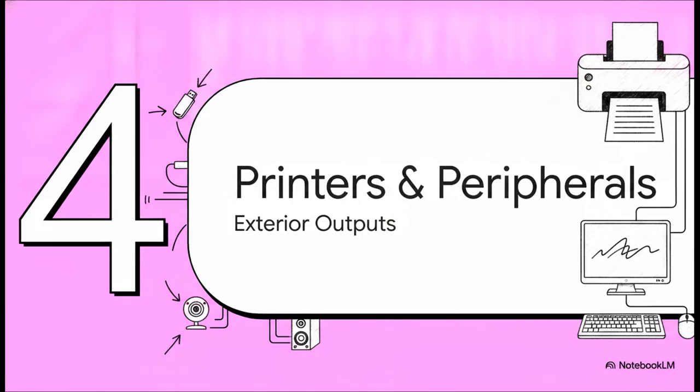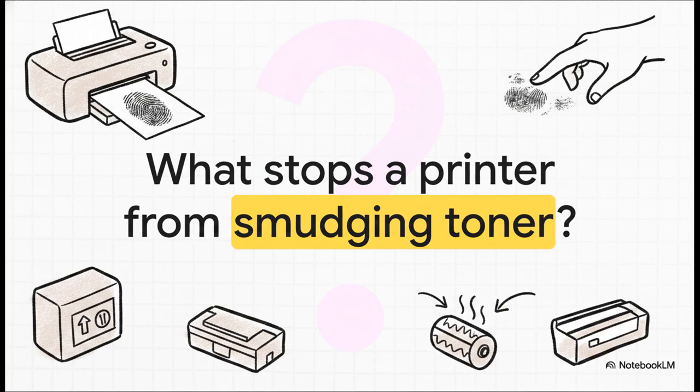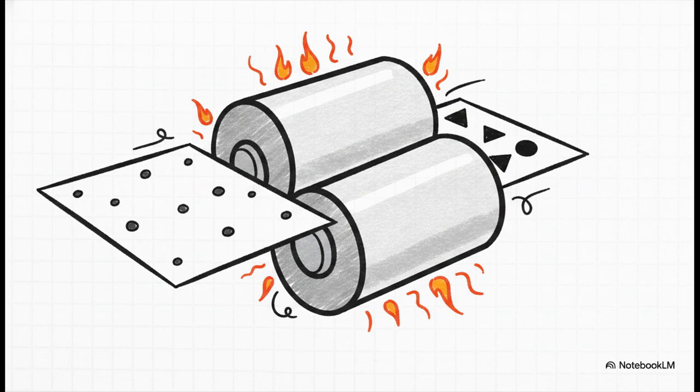And that brings us to our final stop, Section 4, Printers and Peripherals. You know, a lot of test takers completely underestimate printers. So let's do a quick micro-challenge to test your troubleshooting instincts. Imagine a user prints a document from a laser printer. But when they pick up the page, the text physically smudges and wipes right off the paper onto their fingers. The toner is there, but it's just not sticking. What internal component has failed?